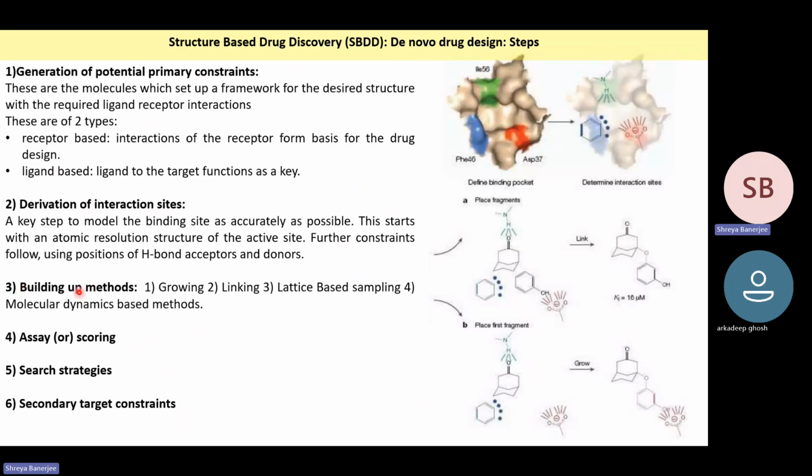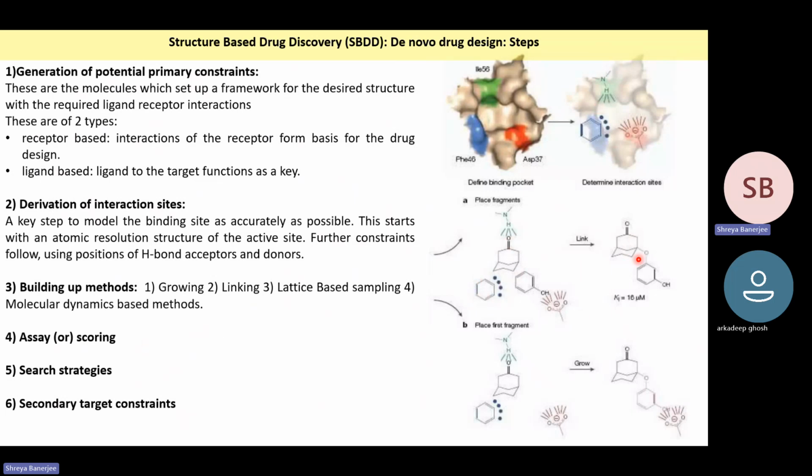Step 3 is building up methods. So we take different fragments that will bind to these moieties. Like for the COO minus, we can have an OH group, which is a hydrogen bond donor. For the phenyl ring, we can have another phenyl ring, which can show pi-pi stacking. Similarly, for the NH, which is a hydrogen bond donor, we can have a hydrogen bond acceptor like C double bond O. So we fit different fragments which will bind to these interaction sites.